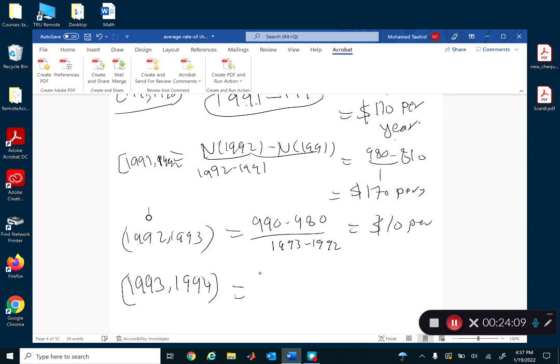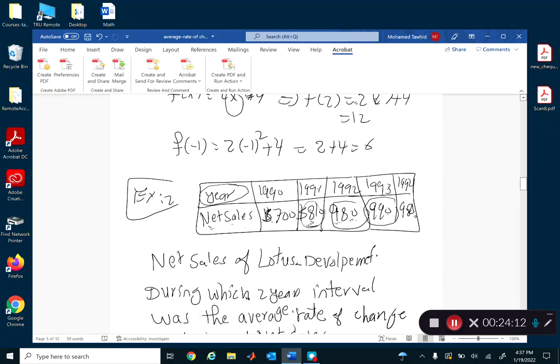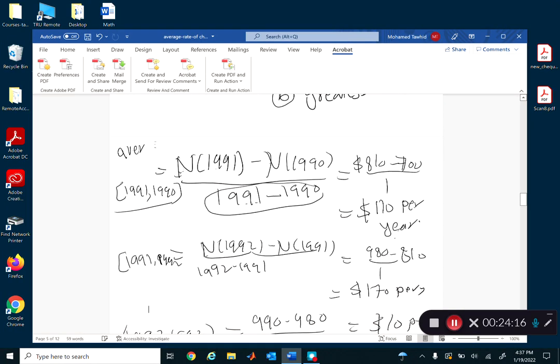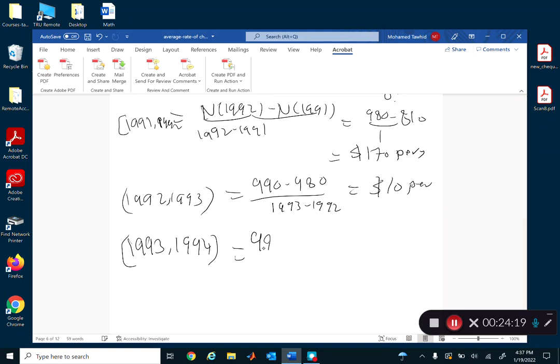What is the difference from the table up? Go up here, you have 980. That is 980 minus 990. So here you have 980 minus 990 over 1994 minus 1993. So what did you get? You get minus 10. That is the smallest value over this interval 1993 to 1994. That is the smallest value you could have for the net sale, minus 10, right?